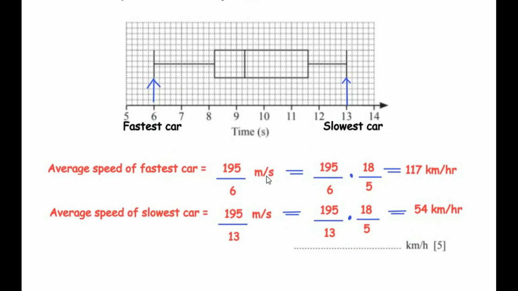But we need the answer in kilometers per hour. So to change this meters per second into kilometers per hour, we have to just multiply this meters per second with 18 over 5. So when you multiply these two together, you get the average speed of the fastest car as 117 kilometers per hour.